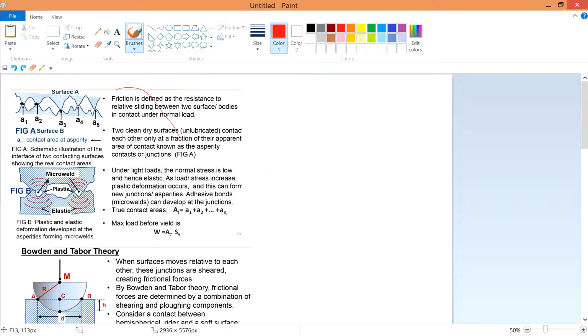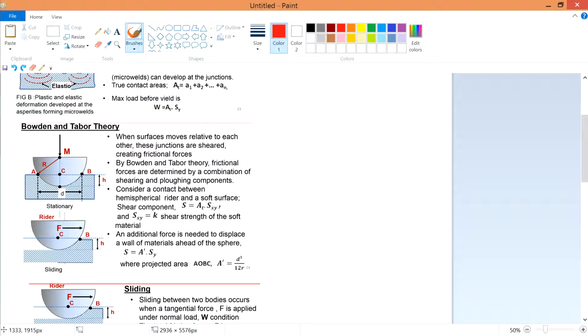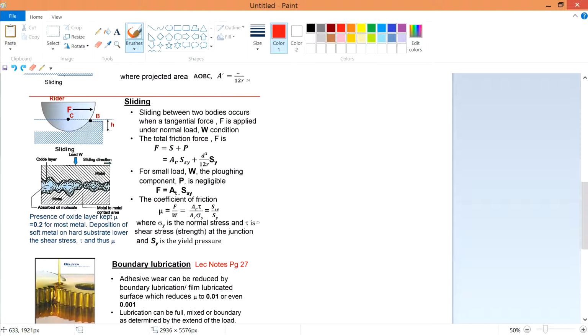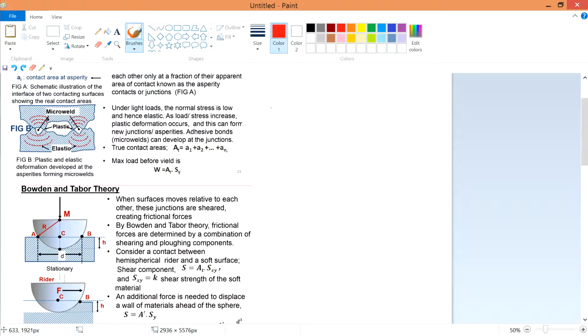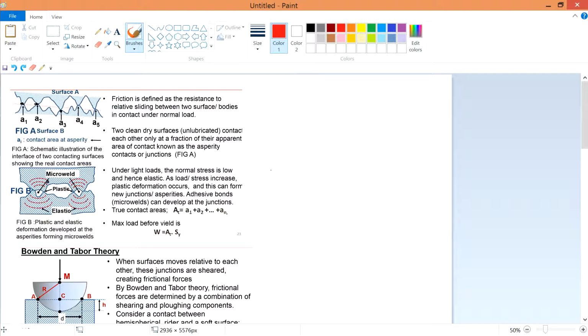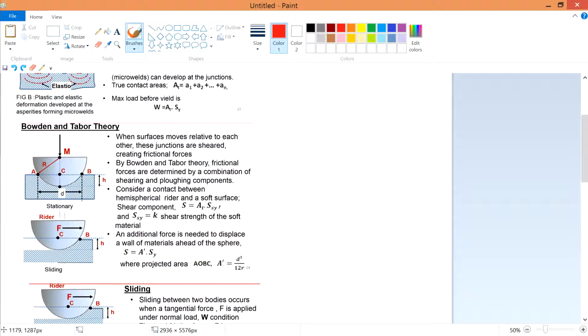So this is the first part of this video. I'll continue with the Bowden and Tabor theory and the rest later on in the next video. This is generally an introduction video where hopefully this explains quite well the meaning behind all these equations. After that, we can explain things in a more detailed way later.